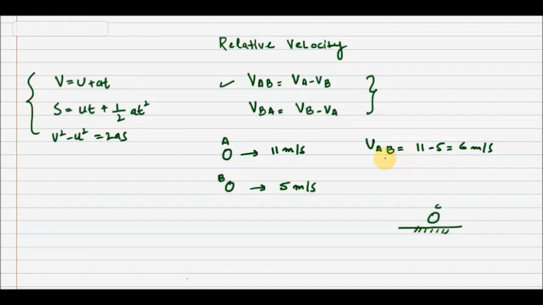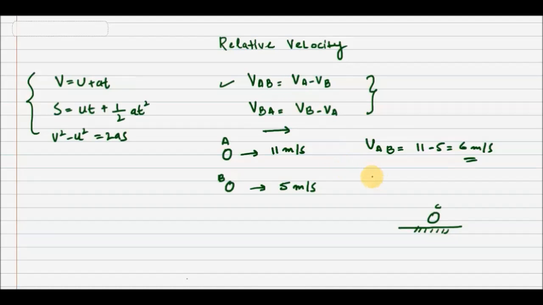Now what does this mean? This simply means that for B, the person A is not moving with a velocity of 11 meters per second, but he will see the person A moving with a velocity of 6 meters per second, right? And he'll see him moving in the forward direction with 6 meters per second.